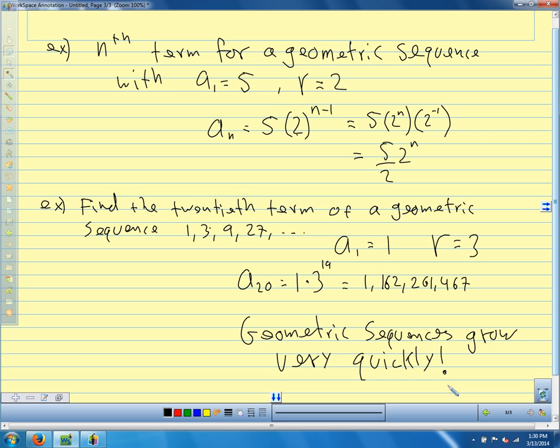So our sequences grow very, very quickly. And this r equals 3, that's not particularly a big number. So imagine if our common ratio were something like 10 or 15 or 32. Our terms would grow really, really large, really fast. So that's something to keep in mind, and we'll use this idea a little later when we talk about the sum of a geometric series. All right, questions there?